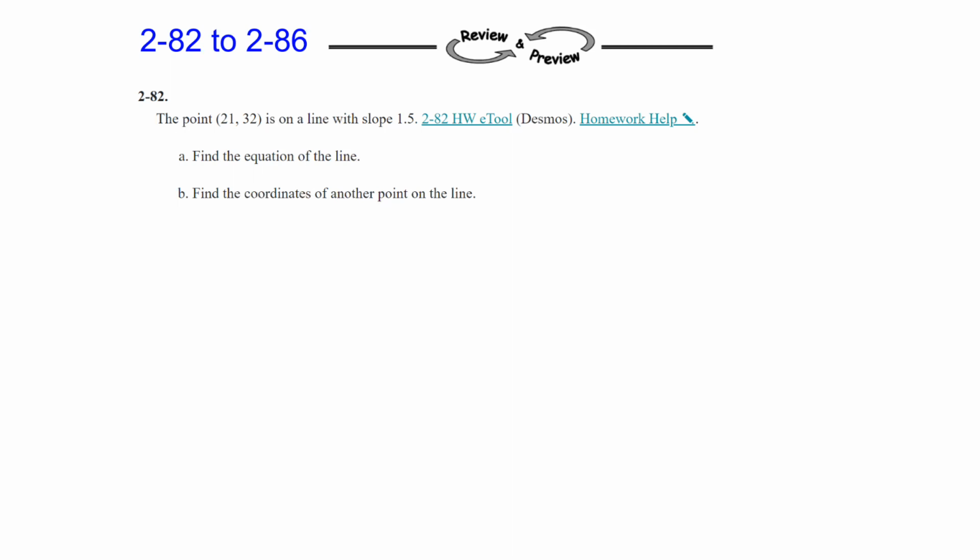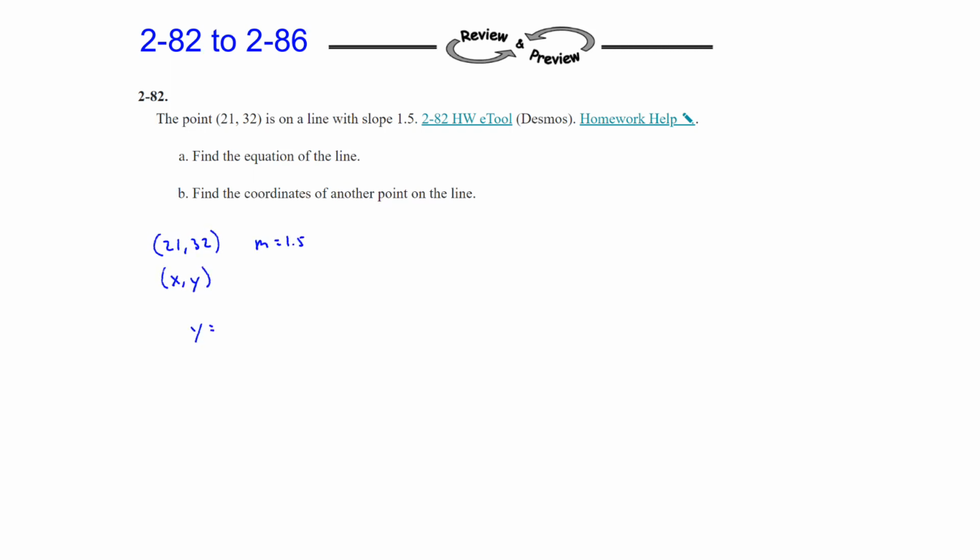Question 82. The point 21, 32 is on a line with a slope of 1.5. Part A, find the equation of the line. Well, we're given the point 21, 32, so remember that represents x, y as an ordered pair, and then the slope of 1.5.